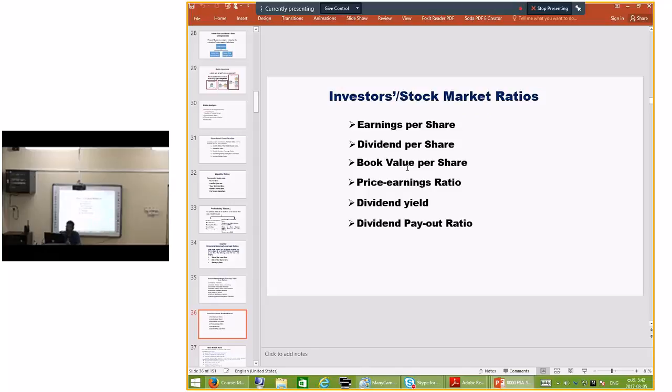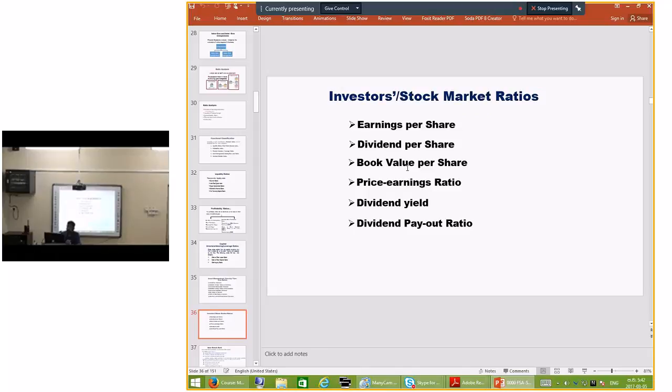Investor ratios, or the stock market ratios, the market ratios. Different authors use different words and terminology in different books. Earnings per share first. It is again a very important measurement to determine the earning capabilities of that organization. Most of the investors and prospective investors are seeking this type of details or information. Dividend per share.